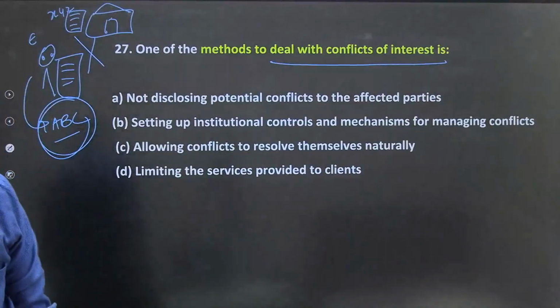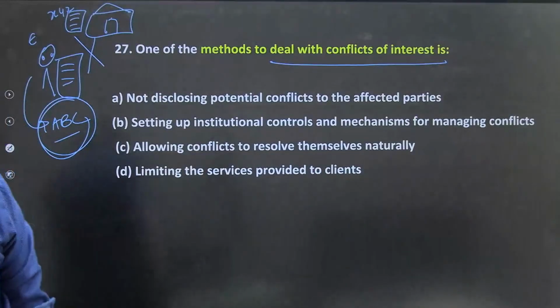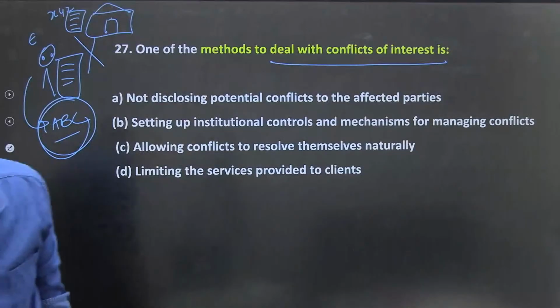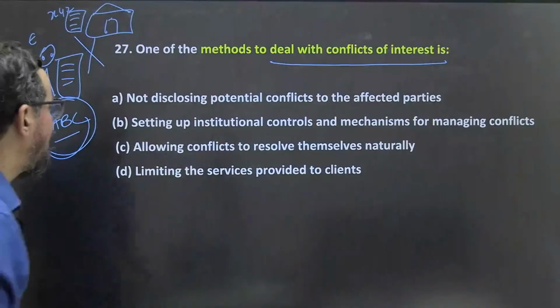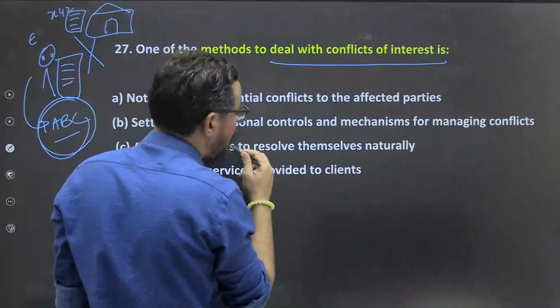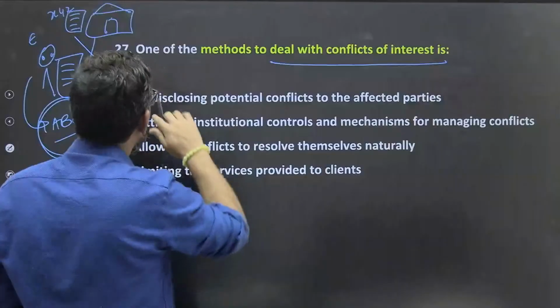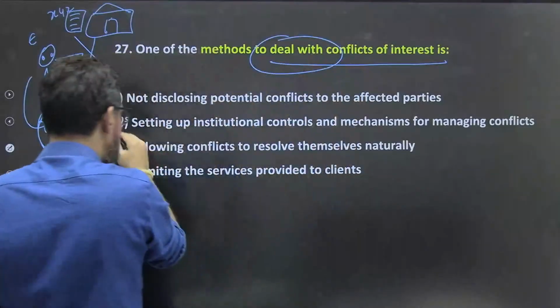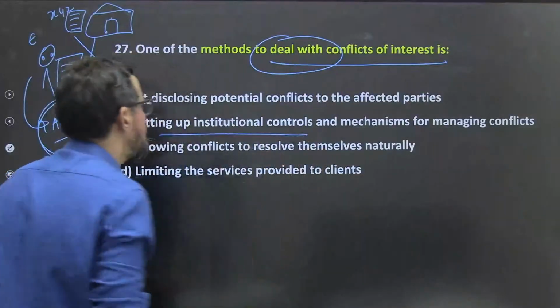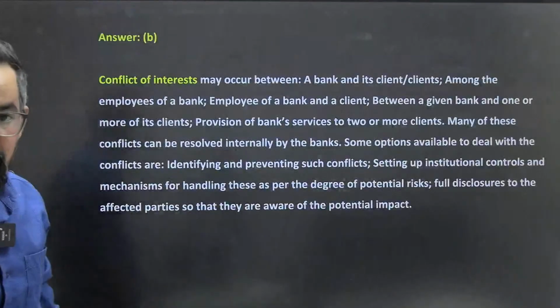Okay, now you have to tell me the answer. What will be your correct answer? Hemant sir is saying option B. Setting up institutional control and mechanism for dealing with conflict. Option B will be the right answer for this particular one. Okay? So option B is the right answer for this one.